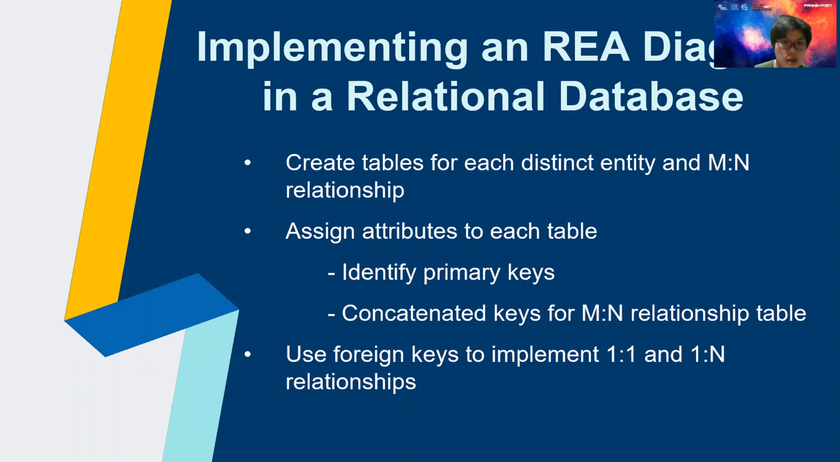Implementing an REA diagram in a relational database. Create tables for each distinct entity and M:N relationship. Assign attributes to each table. Identify primary keys. Concatenate keys for the M:N relationship table. Use foreign keys to implement one-to-N relationships.